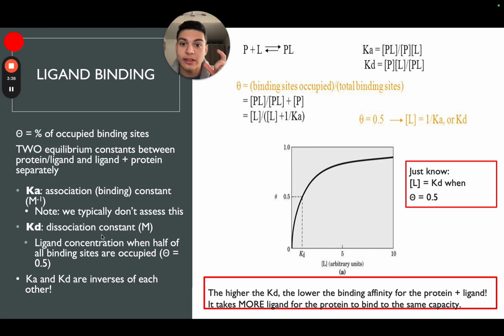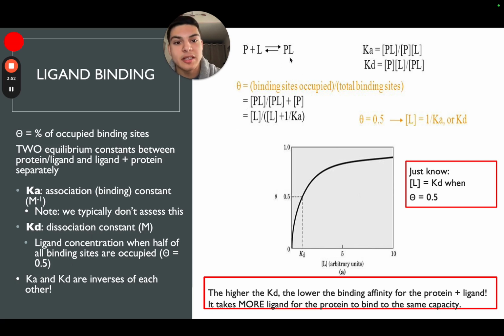Just a quick note: we don't typically talk about the Ka in biochem or enzyme kinetics. It does come up from time to time, but the one that we'll be focusing on is Kd, especially for the next lecture, lecture 5 on enzyme kinetics. So something to keep in mind is that we typically talk about this in terms of dissociation.